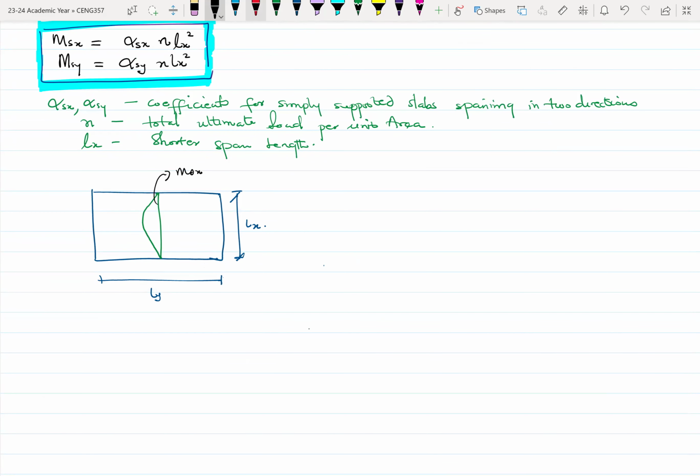Then if you take here, this is my bending in this direction. Okay. So then this will be the Msy. All right. So if you take a look, you can see that the bending is highest around the mid-span, and then it's zero at the supports. Okay. So let's look at an example, and then maybe that'll explain how this concept works.